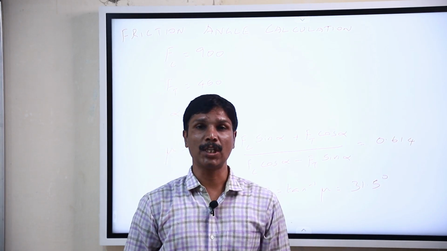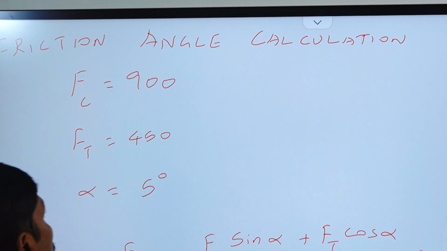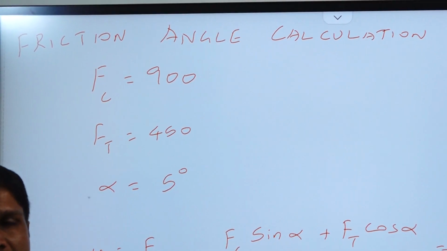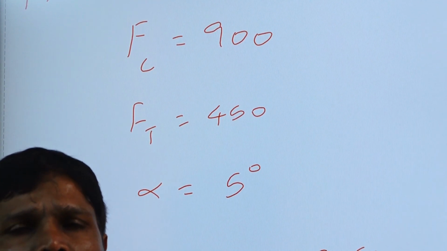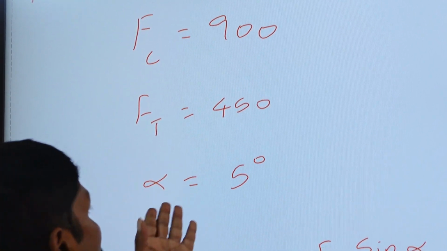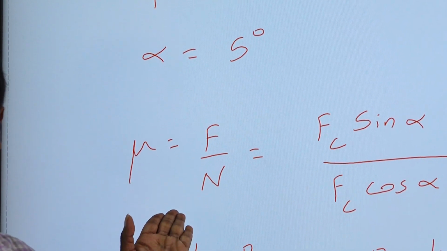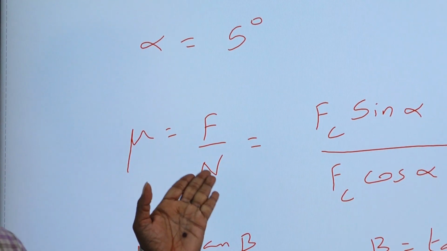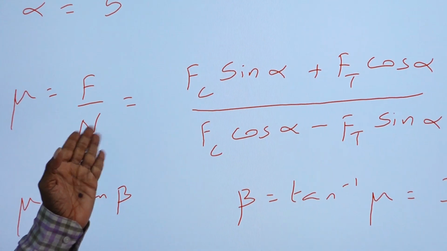Next, we are going to proceed with friction angle calculation. In friction angle calculation, cutting force is given as 900 and the thrust force is 450. You can observe these two values. Always the thrust force is less than the cutting force, and alpha, the rake angle, is 5 degree. So mu is the coefficient of friction, equal to F by N. F is the frictional force, N is the force normal to the frictional force.